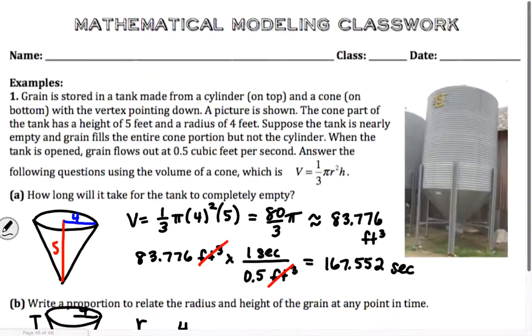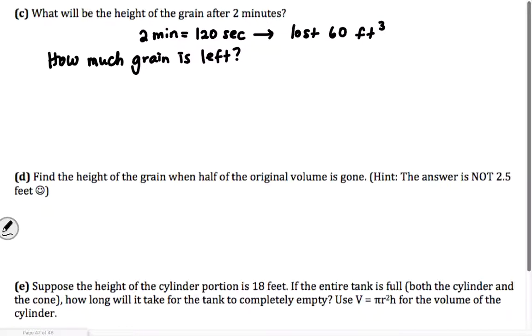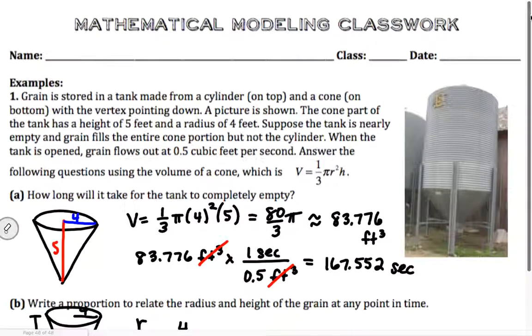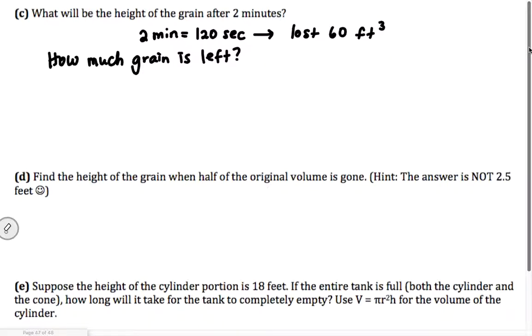So we go back and we find that number we had, 167.552, and we subtract out that 60 cubic feet, right? So 107.552. Dang it, I'm just really messing up, aren't I? I need all my numbers on the same page. So 83.776, is that what it was? Yeah, 83.776, and I'm subtracting out 60.000. So I'm left with 23.776 cubic feet.